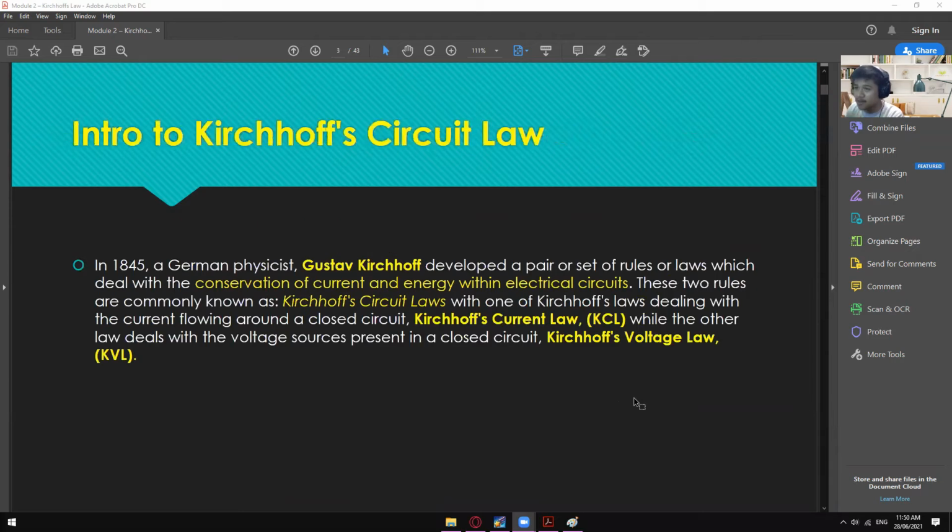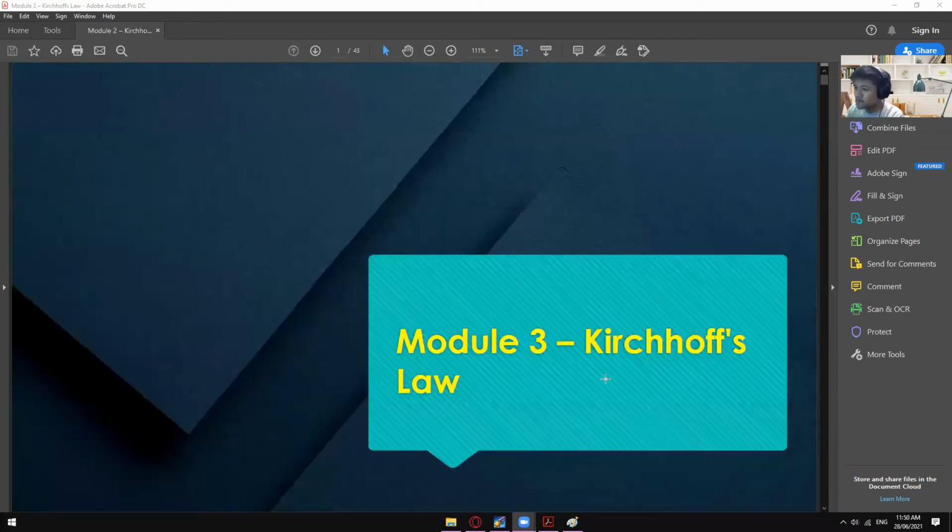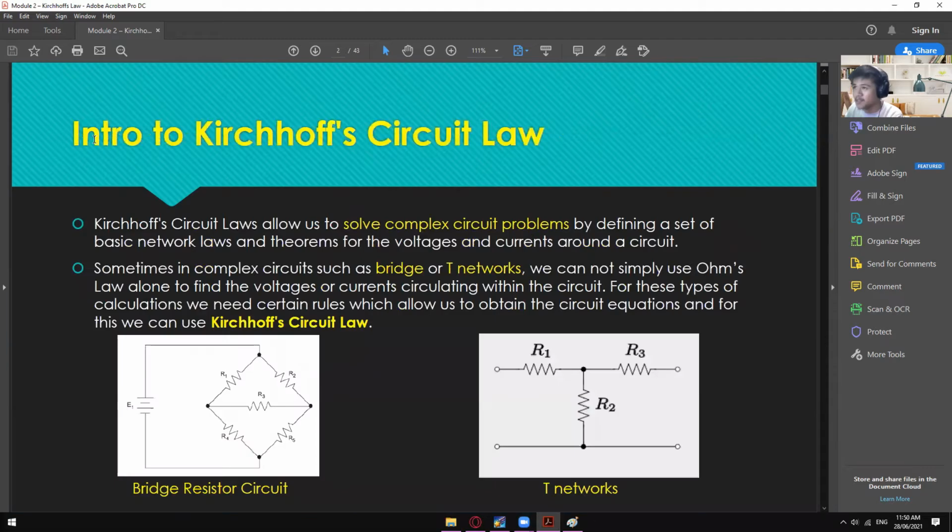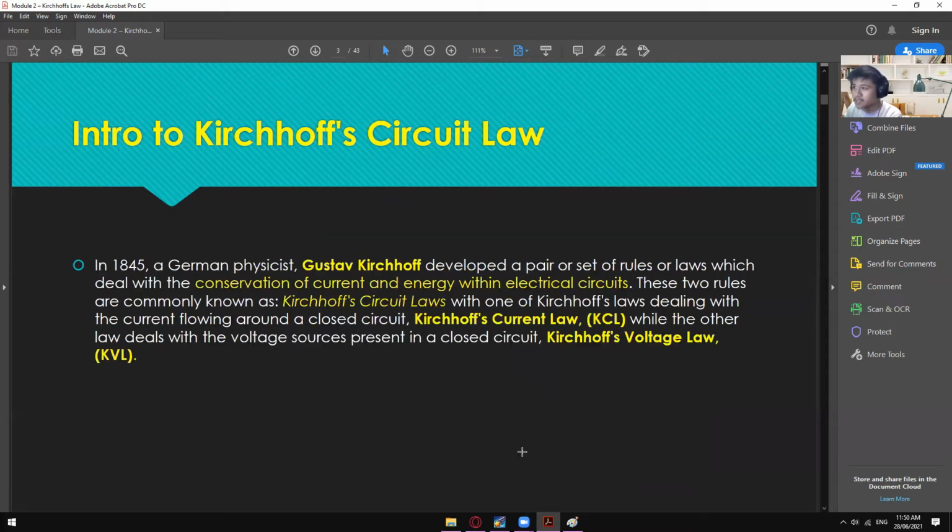Real quick, okay? So in here, here's slide one, and the definition of Kirchhoff's law, wherein the main reason why we have this law is for us to be able to solve more complex circuit problems, like, for example, the bridge resistor circuit and the T networks.